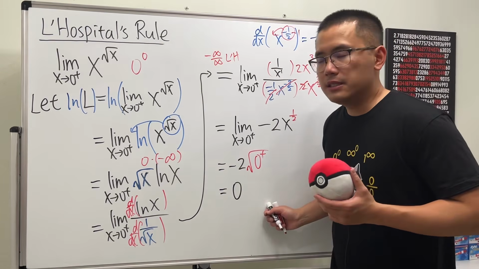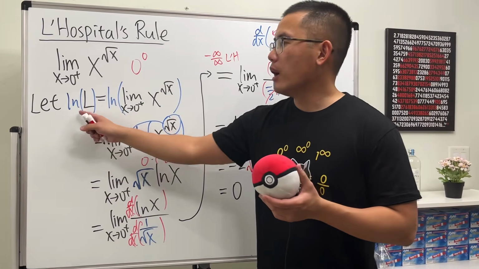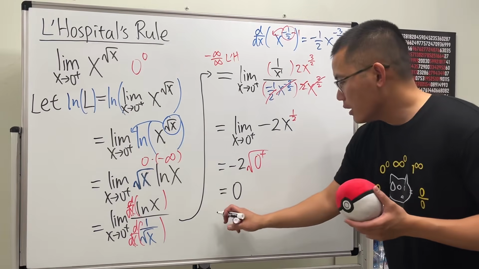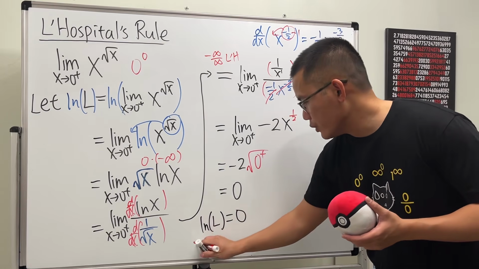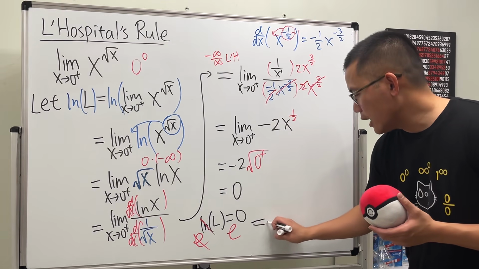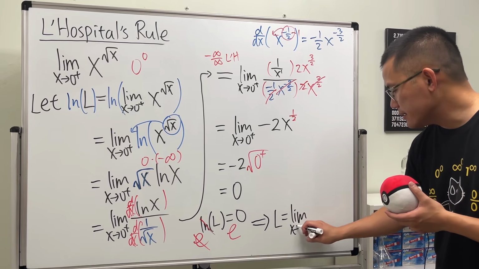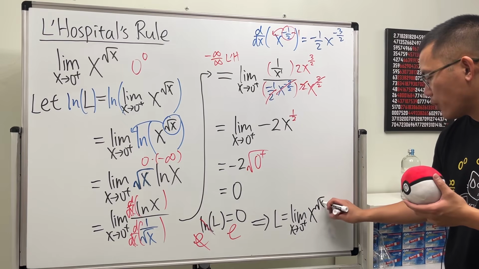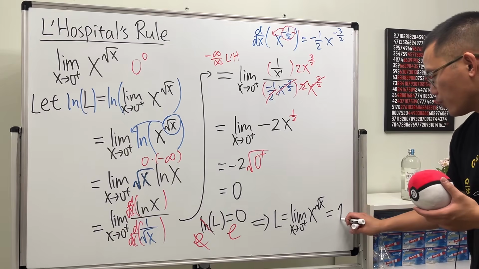However, this is not the answer to this, because this is only the answer to ln L, which is just the limit. So ln L is equal to 0. We can do e to this power, e to that power, so they cancel. And ladies and gentlemen, this tells us that L, which is the limit that we're looking for, as x goes to 0 plus, and then we have the x to the square root of x power. This right here is e to the 0th power, which is just equal to 1.